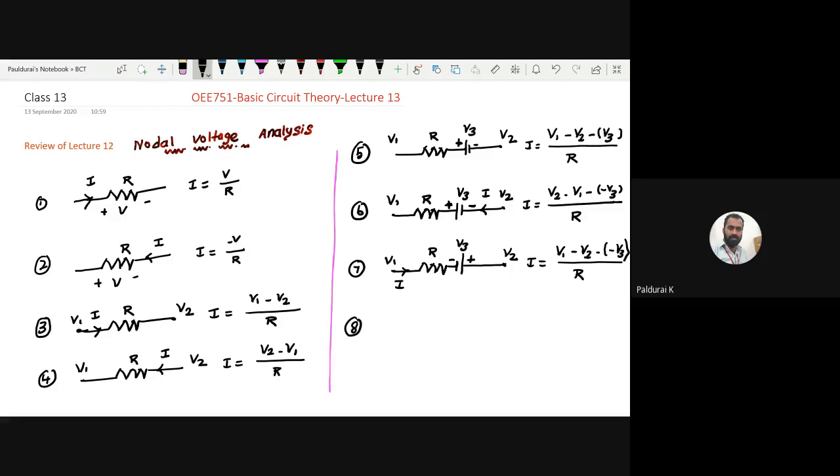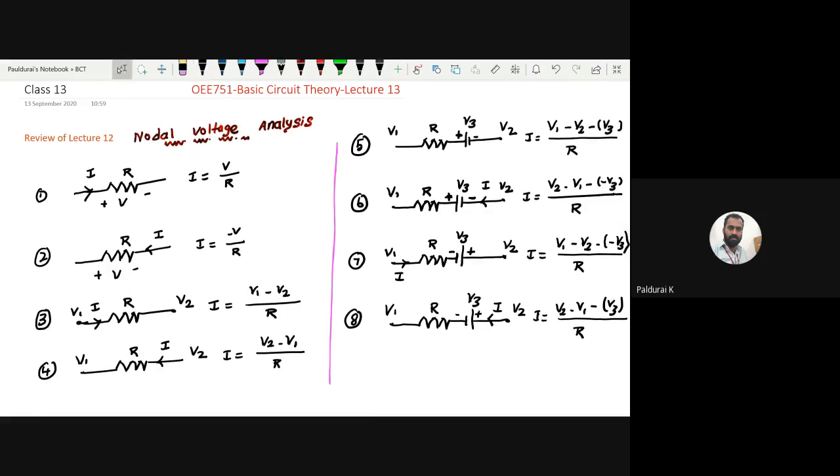And case number eight. This time I want to change the direction of the current. V1, V2, V3, R. This time the current is flowing from right to left. So what is the formula for I? I equal to V by R. So it becomes V2 minus V1, starting minus ending, for the intermediate minus, put a bracket and consider the starting polarity. The starting polarity is plus, so it becomes plus V3.